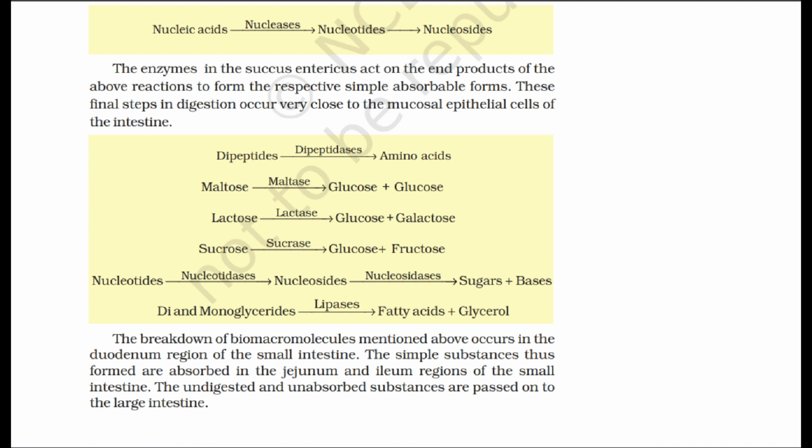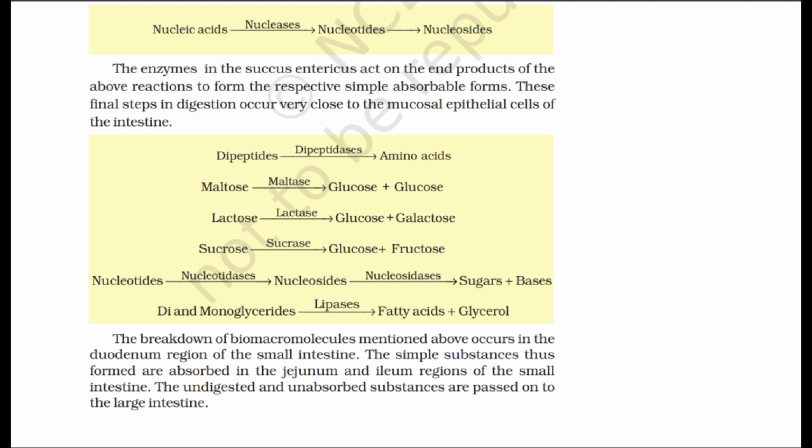Dipeptides are converted into amino acids in the presence of dipeptidases. Maltose in the presence of maltase is converted into glucose plus glucose. Lactose in the presence of lactase is converted into glucose plus galactose. Sucrose in the presence of sucrase is converted into glucose plus fructose. Nucleotides are converted into nucleosides in the presence of nucleotidases and then converted into sugars plus bases in the presence of nucleosidases. Di- and monoglycerides in the presence of lipases are converted into fatty acids plus glycerol.